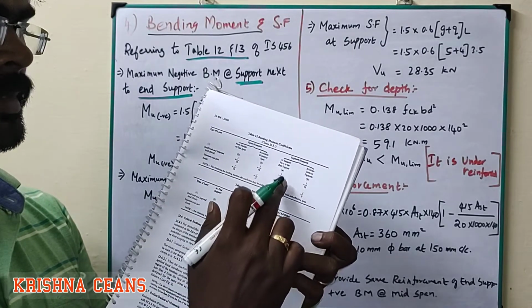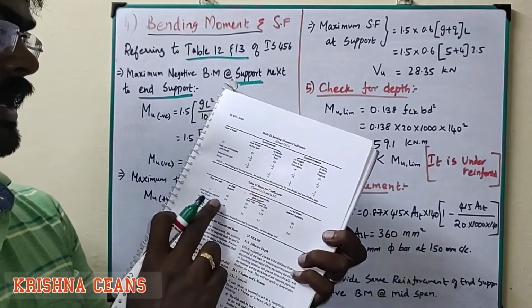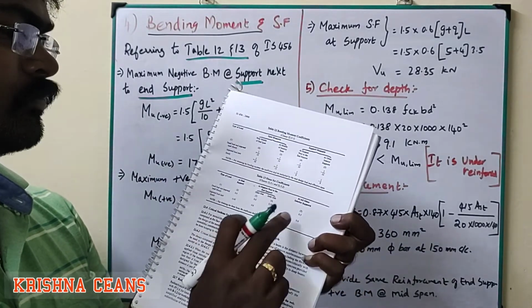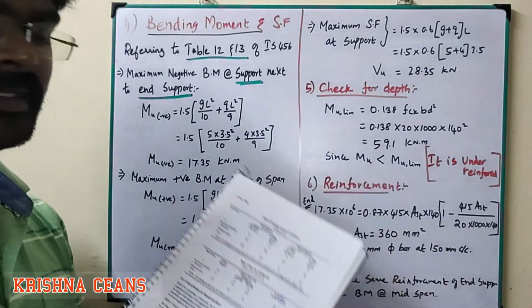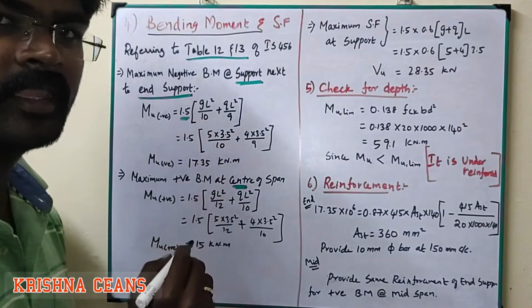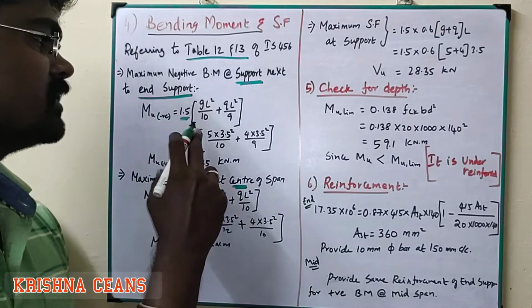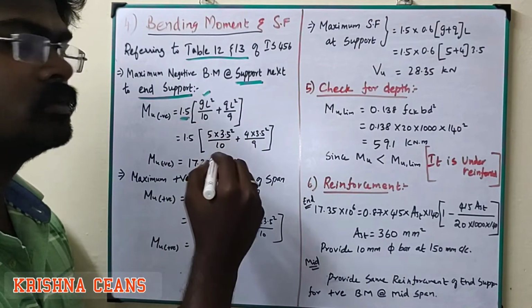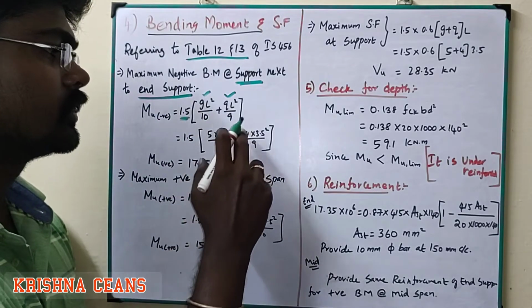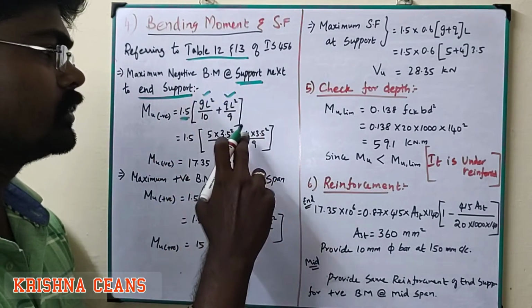So here -1/10, -1/9 they provided, and for the center of the span they provided 1/12 and 1/10 as well. So this is 1.5 for the ultimate moment. So 1.5 times G plus Q, where G is dead load and Q is live load.